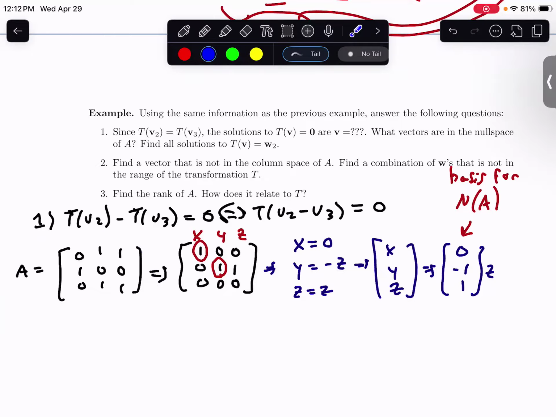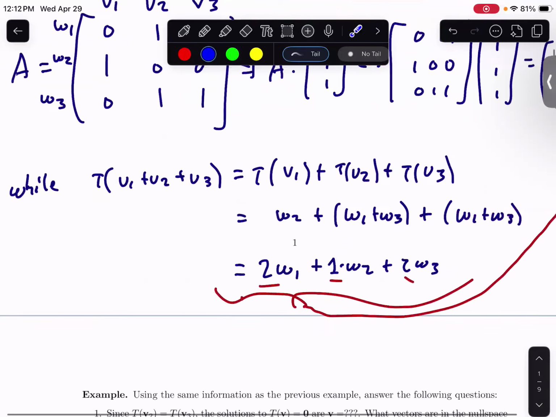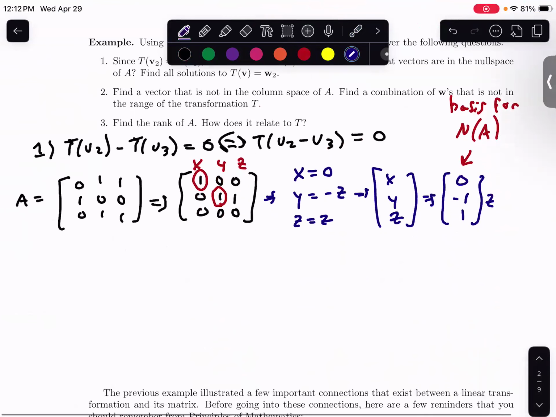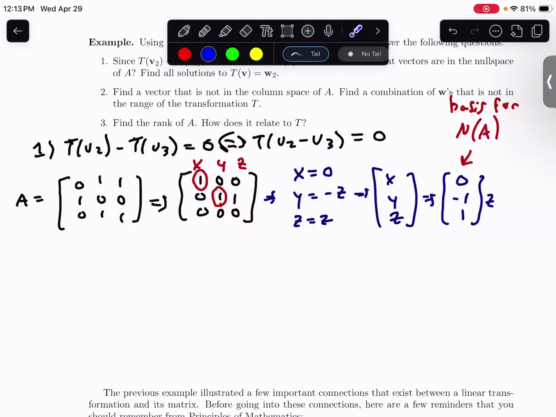And so I guess there's one other part. It wants you to find all solutions to T of V is equal to W2. So it tells you already that V1 ends up being sent to W2. So we know T of V1 is equal to W2. But we also know what the null space is going to look like as well. So we can say something along the lines of, we have T of V1 plus K, where K is going to be equal to V2 minus V3.